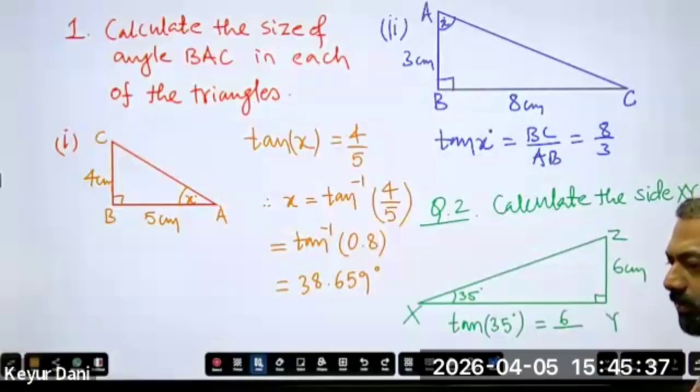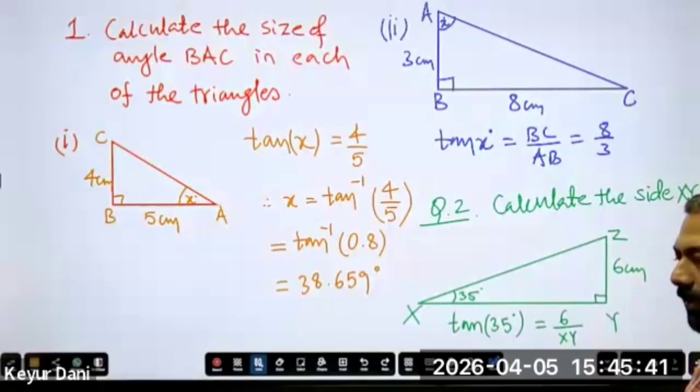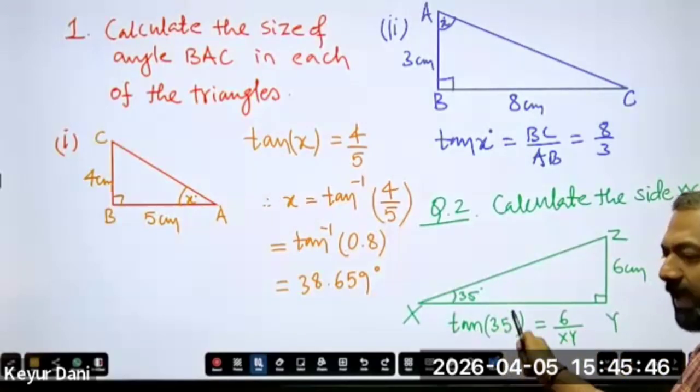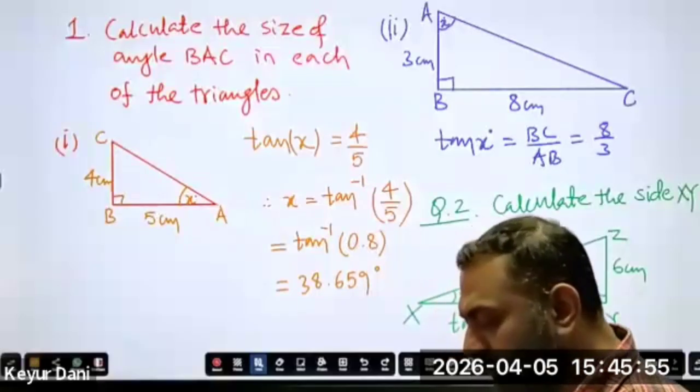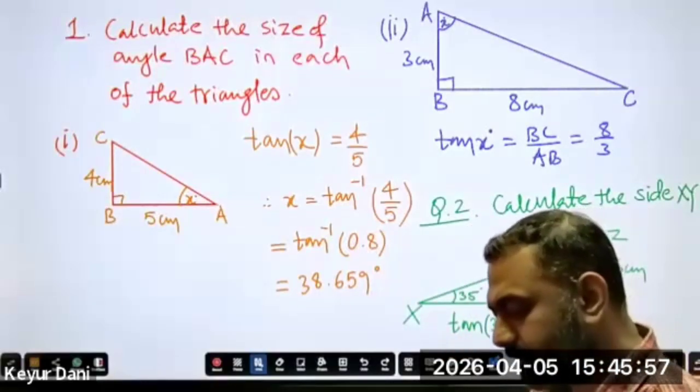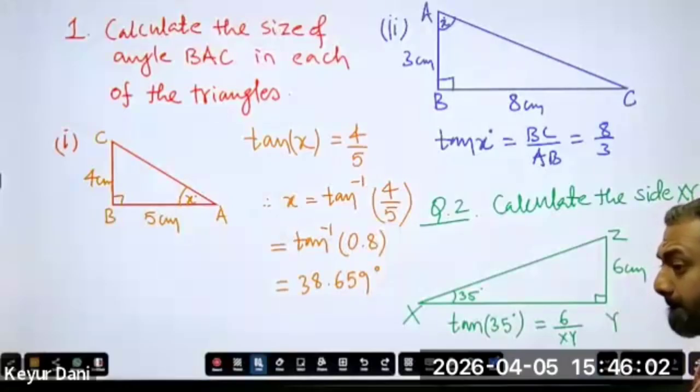upon xy. XY is what we don't know, right? Yeah, we don't know. So just write it as xy. Now we have to find xy. Use your calculator and find the value of tan 35. 0.7. And will you multiply that by 6? No, divide. Correct.